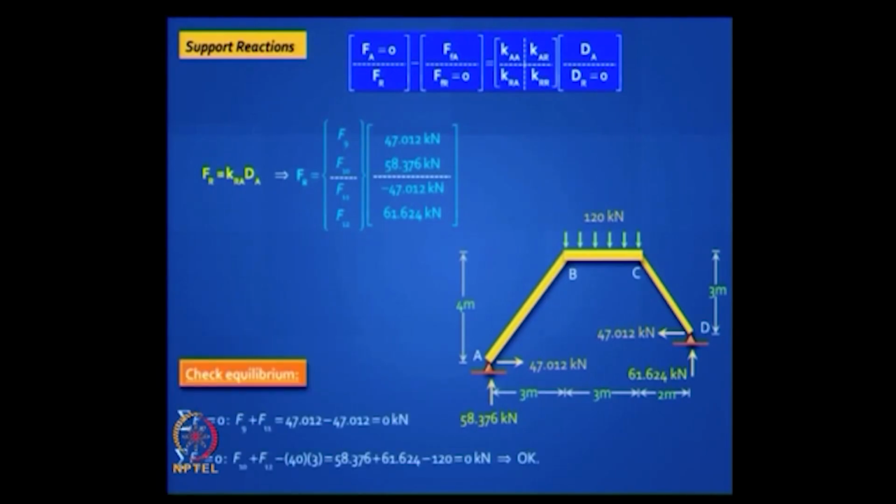Well, the least you can do is check force equilibrium. So sigma Fy should add up to 0. Those 2 vertical reactions should add up to the total load of 120 kilonewton, and the horizontal reactions must cancel out, right? So it makes sense.